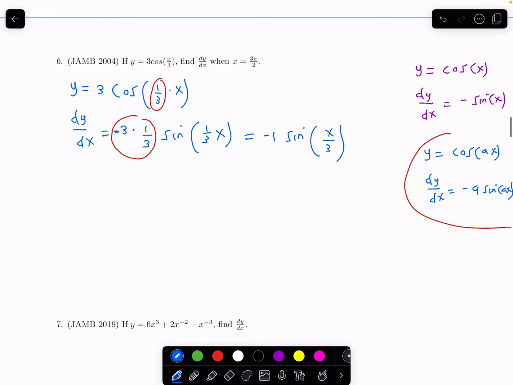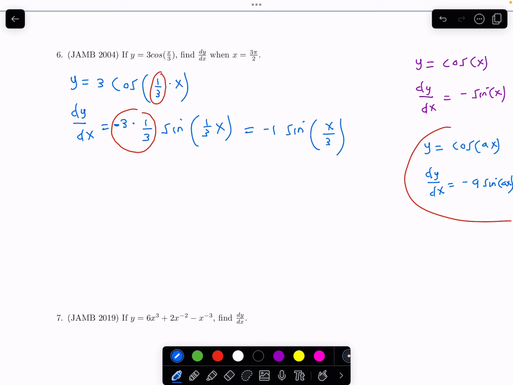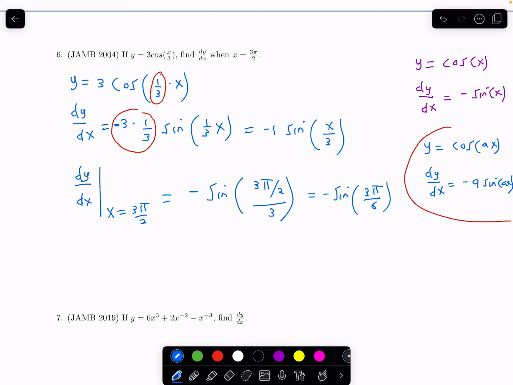Now, the question says when x is equal to 3 pi over 2. So let's plug in 3 pi over 2. So you have dy/dx when x is equal to 3 pi over 2. I'm going to plug in negative sine of 3 pi over 2 divided by 3. If you simplify that, that's just going to be negative sine of 3 pi over 6. And if you simplify that further, it's going to be negative sine of pi over 2. And what is sine pi over 2?